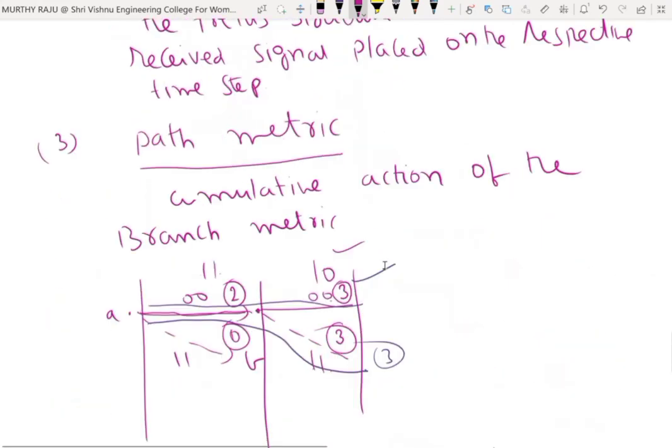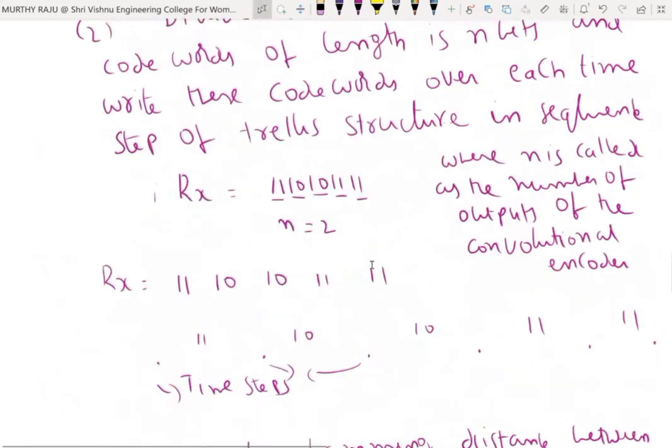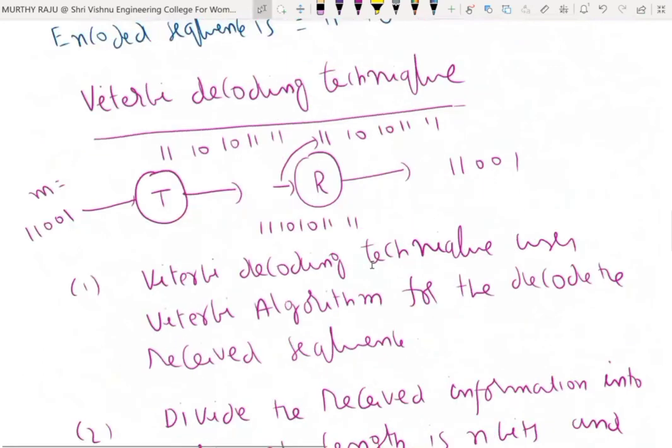Okay, these are the 5 important points related to the Viterbi algorithm. Viterbi decoder uses the Viterbi algorithm to decode the given received sequence. Consider in this example, the received sequence is 1 1 1 0 1 1.